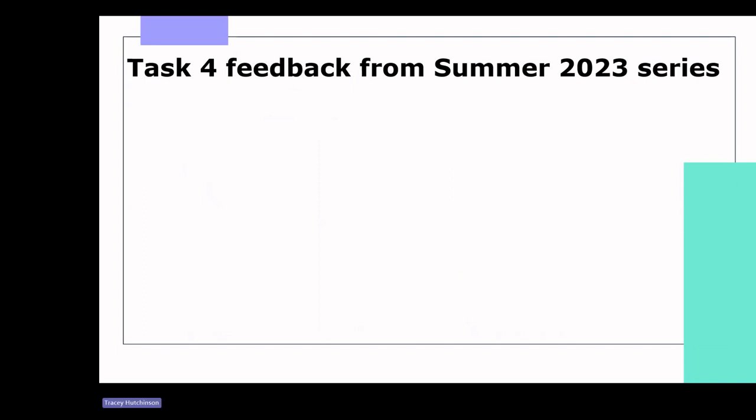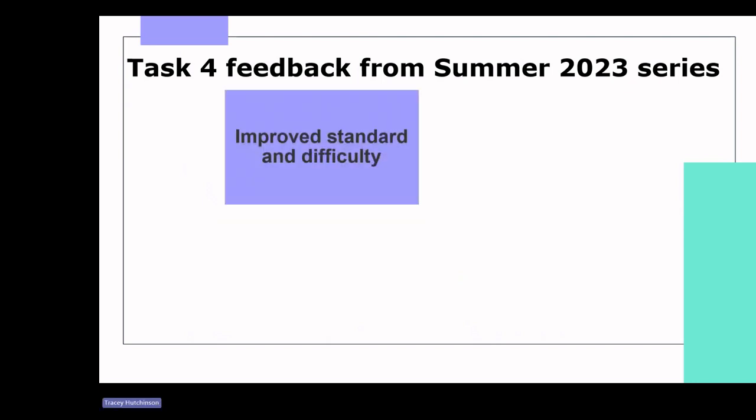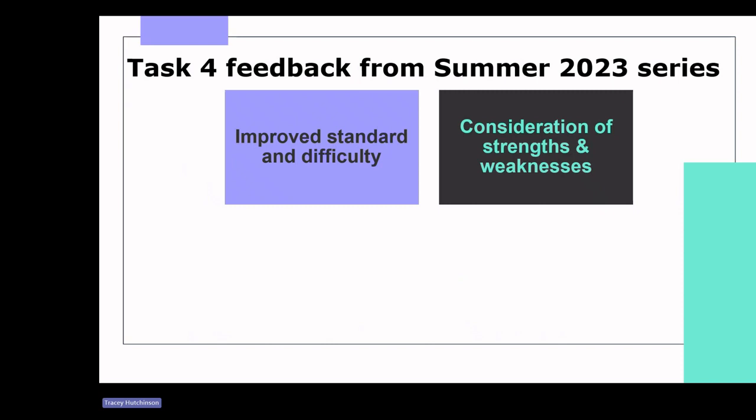So let's explore the key themes from the Chief Examiner series from Summer 23 for Task 4. There was overall an improvement in the standard of Task 4 reflections. Although students still found this task challenging, some strong examples demonstrated better performance. Successful reflections included a consideration of both task-specific and general strengths and weaknesses. Some students displayed self-awareness of their communication skills, discussed task challenges, explained difficulties or ease, and identified strategies for improvement.